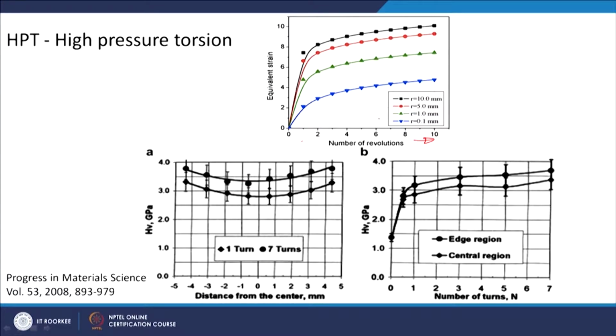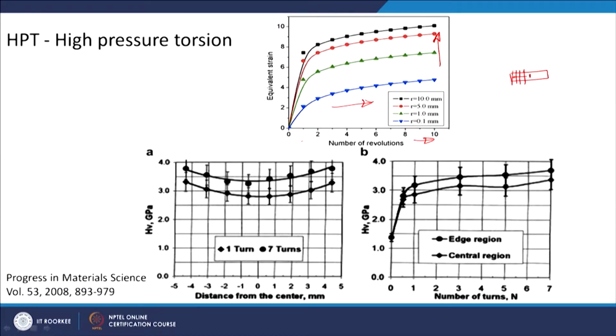This is at a different radius. When you do a torsion experiment, the strain will increase as a function of radius from the center. At the furthest point you will have maximum strain. So, you can see the strain at the furthest point is increasing in this direction, and at the same time, because you are putting more number of revolutions, the strain is increasing in this direction also. So, both the number of cycles and the distance at which you are measuring the strain are important.